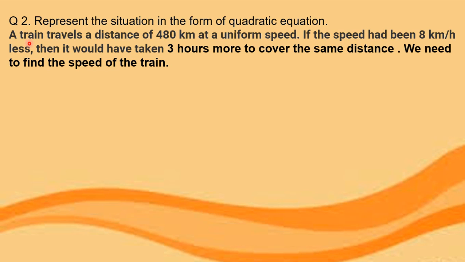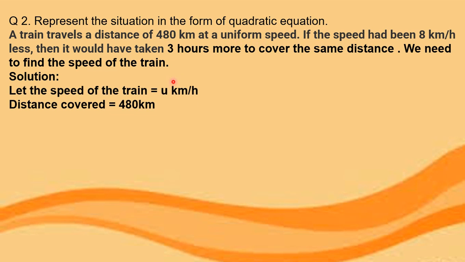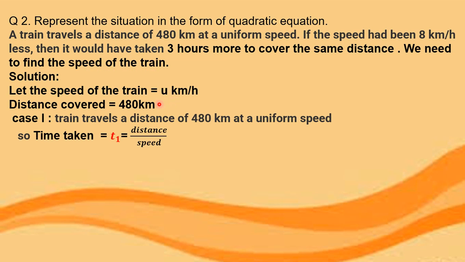So here, as the distance is given, 480 km, and the speed is uniform, according to the first statement we can find an equation. We have to find out the speed of the train. So let's consider it is u km per hour. So the time taken for covering 480 km at uniform speed, time is equal to distance upon speed, that is time 480 upon u hours.